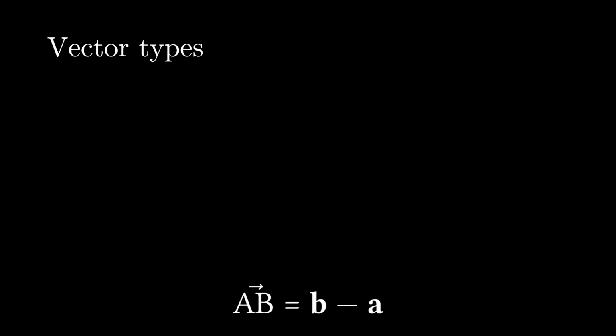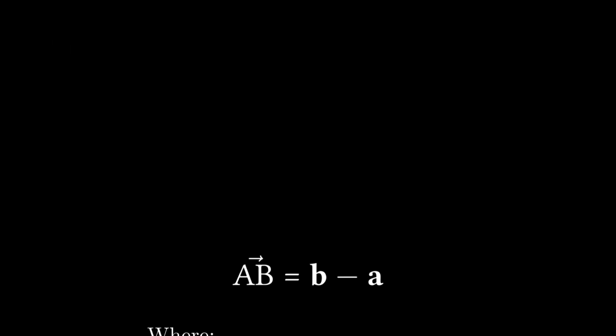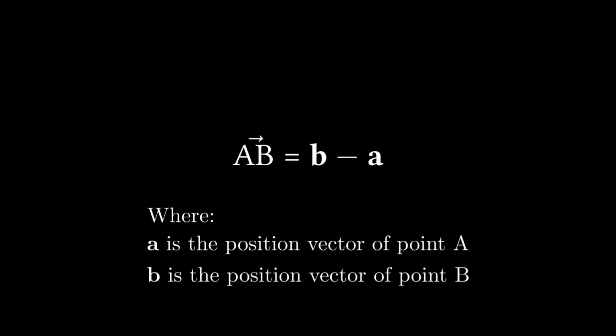Just to quickly recap how the displacement vector formula works. For the displacement vector AB, it is calculated using the position vector of point B, and then subtracting from this the position vector of point A. And of course, we will be dealing with this in 3D vectors.